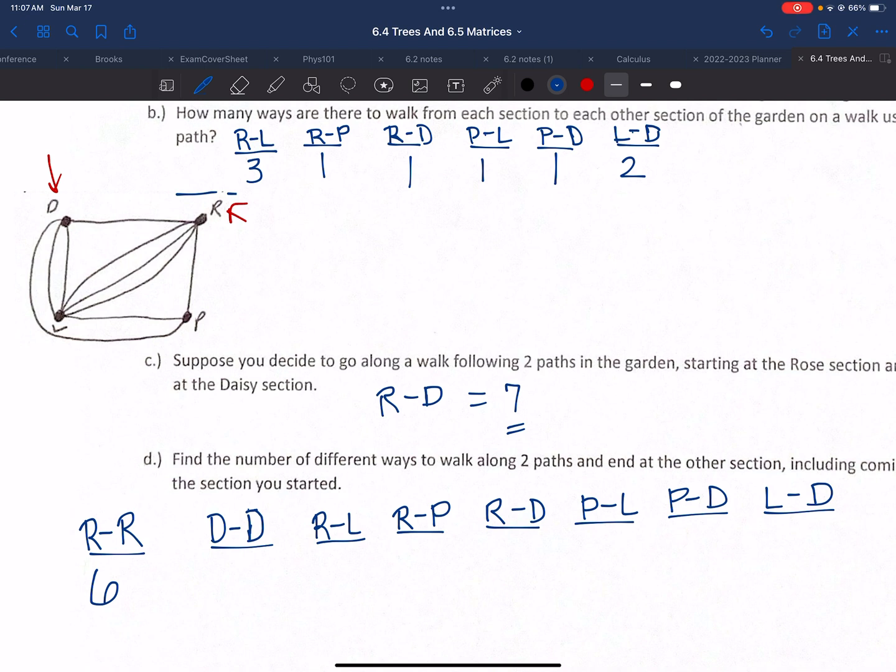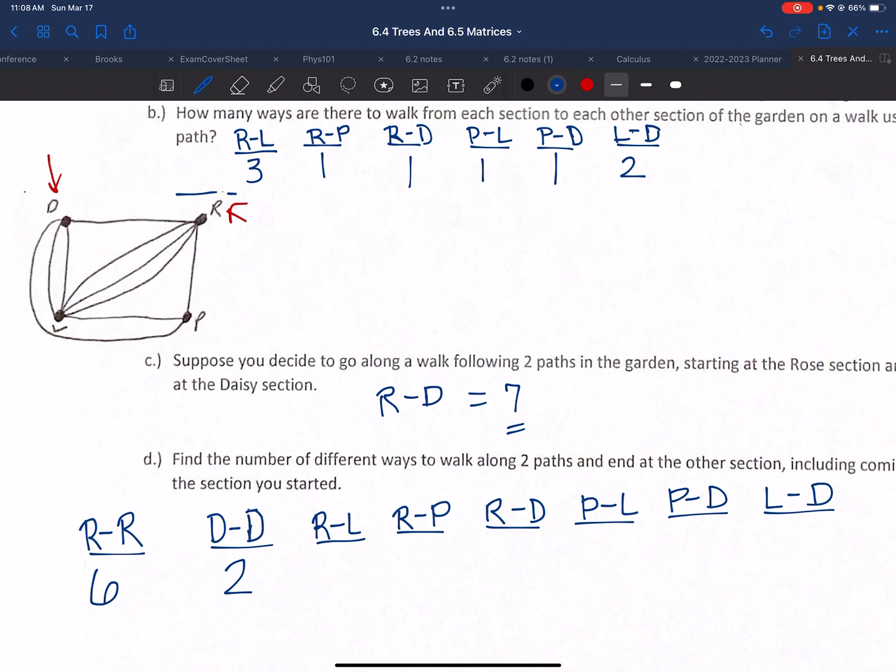Now I can look at daisy to daisy. So to get from daisy to daisy, I can go down this way and then come back up this way. So that's one way. Or I could reverse it and I could go down this one and come back up this one. So that would be 2 options for daisy to daisy. So I want you to go ahead and see how many ways that we can do the other ones and pause this video. We'll come back and take a look.